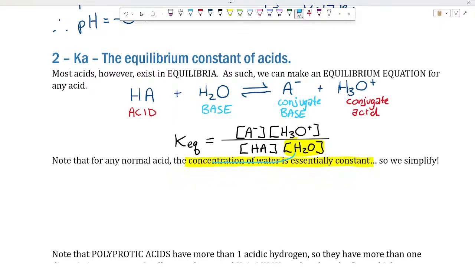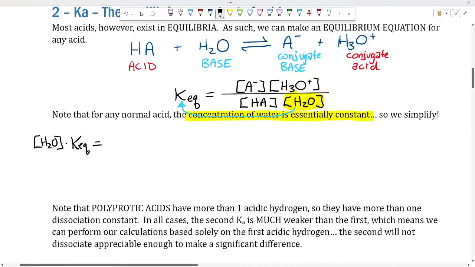We could fold it into the constant. We could fold it into K. Does that make sense? We can just do it on the other side. We can say, okay, KEQ is now multiplied by the concentration of water, and we're not going to write that every time. Concentration of water times KEQ. But we're not going to write that every time. How's that? Good.